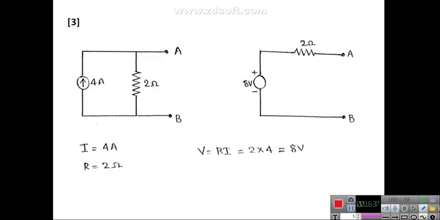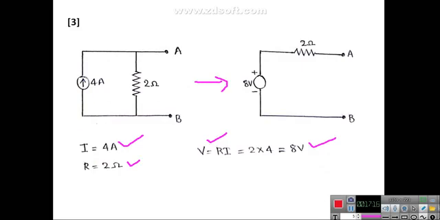Now we can consider another example. Here the current source in parallel with the resistance is given. Here the current is 4 ampere, and the resistance is 2 ohm. Now we want to convert this into a voltage source in series with the resistance. As per Ohm's law, V is equal to I into R. I is known, R is known, so you can just substitute and you will get 8 volts. This is the magnitude of the voltage source, and whatever the resistance connected in parallel should be connected in series with the voltage source.